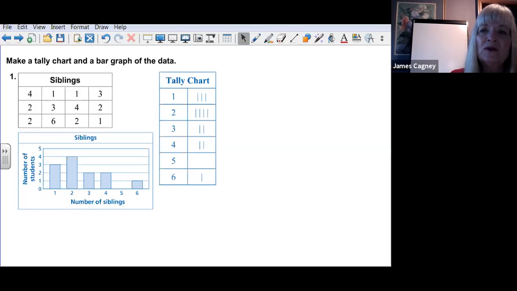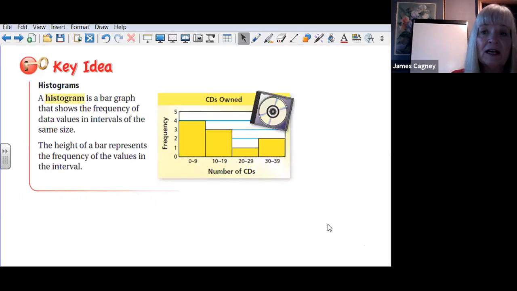Now we are going to do histograms today, which are a type of bar graph. So a histogram is a bar graph that shows the frequency of data values in intervals of the same size. These are what they mean by intervals of the same size: 0 to 9, 10 to 19, 20 through 29, and then 30 through 39. So the intervals go down here on the x, and notice they told me what their intervals of. This is numbers of CDs.